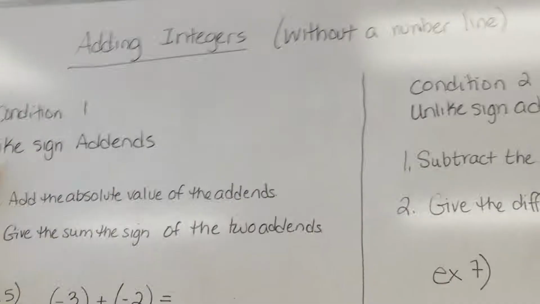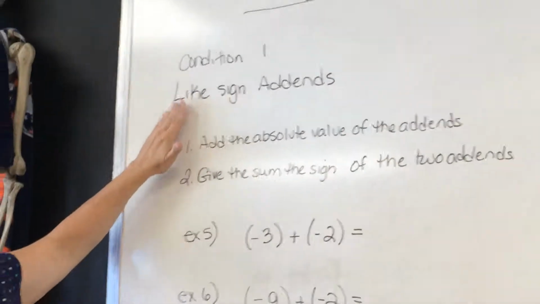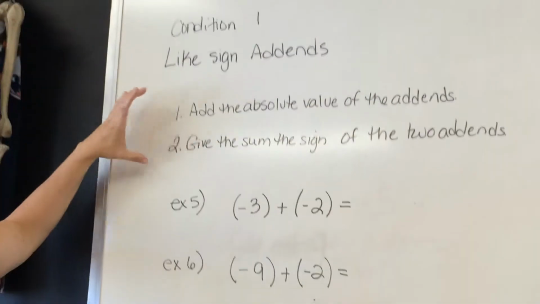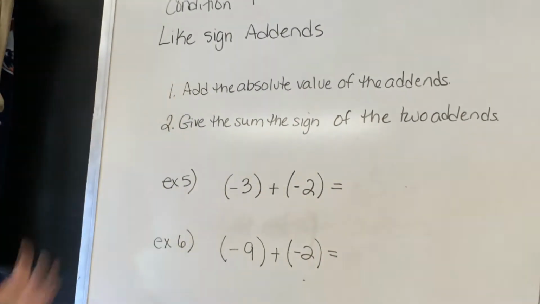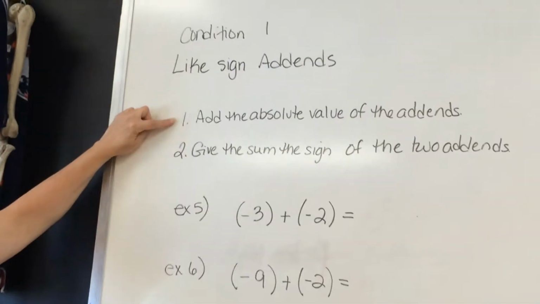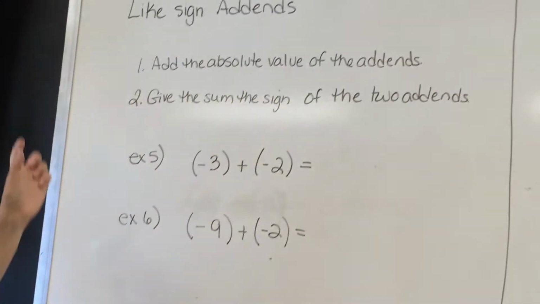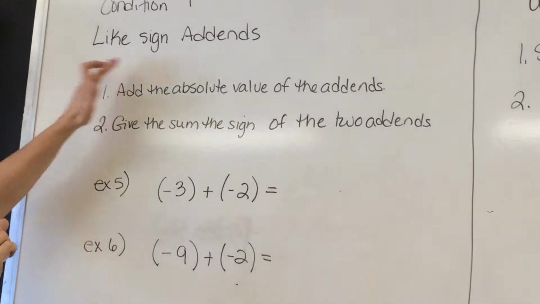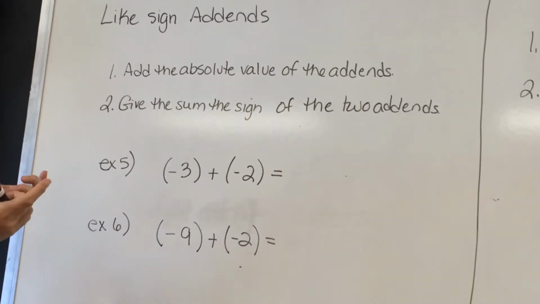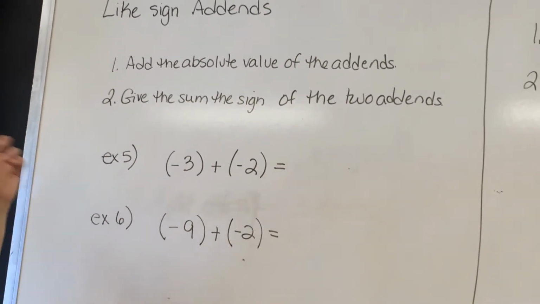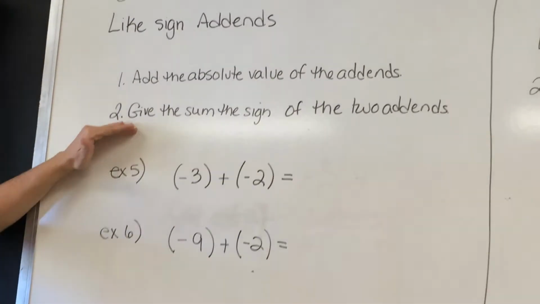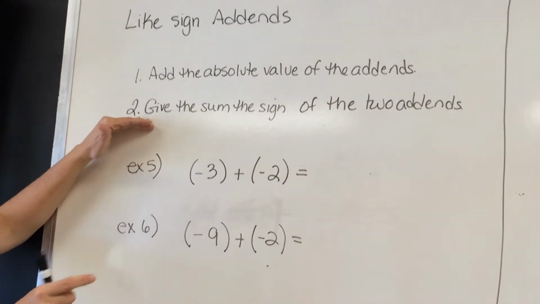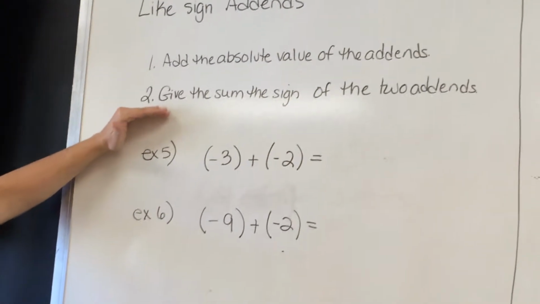Okay, so condition 1, just like the other condition 1, we have like-signed addends. So I'm going to tell you the way the book puts it, and then I'm going to try to make it a little easier. Number 1 says add the absolute value of the addends. You take the two numbers and add the two numbers, whether they're positive or negative. The absolute value, we're just going to pretend they're positive. Add the two numbers together. But then the sum, which is the answer, we're going to take the sign of the two addends.